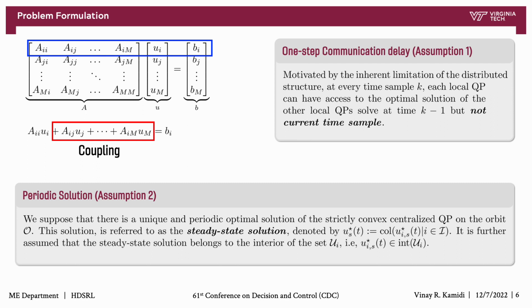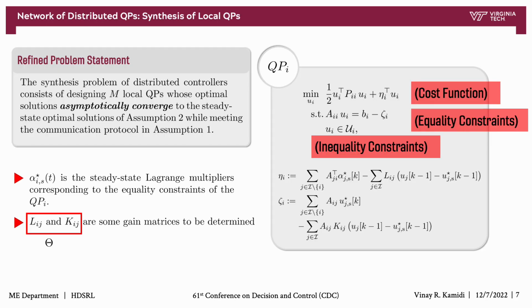However, since it is not possible to have the solution of the other QP at the same time step, let's say time step k, I provide the solution of the other QP at time step k-1. This is captured in assumption 1. In addition to this, we are also interested in guiding the local QPs towards the steady-state solution. For that purpose, we make the assumption that each local QP has access to the steady-state solution, which is captured in assumption 2.